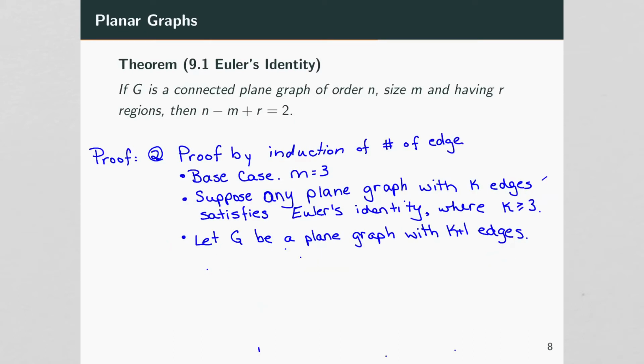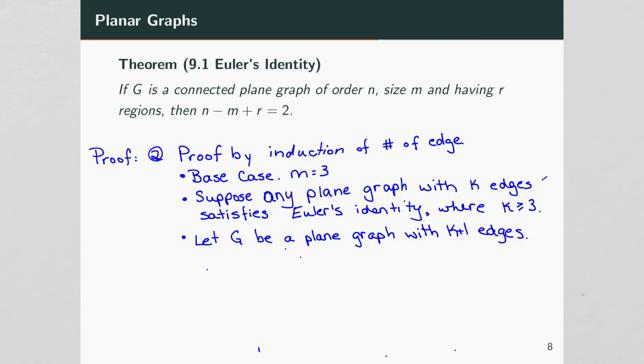Okay, so here's our setup for proof by induction, and the induction is actually on the number of edges. The base case of C3, we'll think of as the case where the size m equals 3. Of course, if you had fewer than 3 edges, your graph would have to be a tree if it's connected. Then we have our induction hypothesis. Suppose any plane graph with k edges satisfies Euler's identity, where k is at least 3, so at least our base case. And then we think about a plane graph with k plus 1 edges.